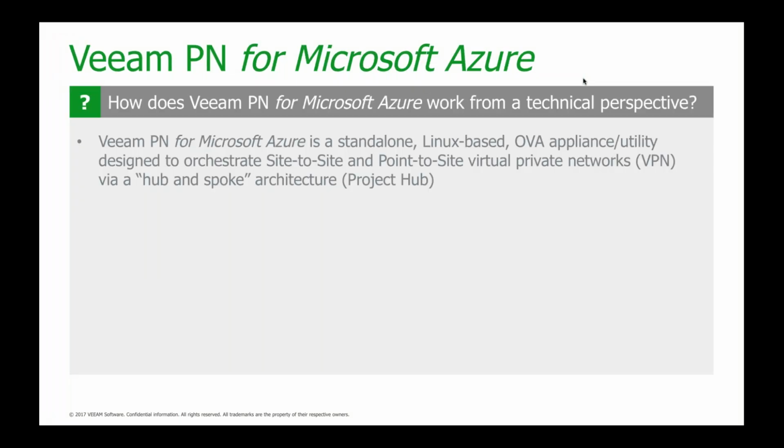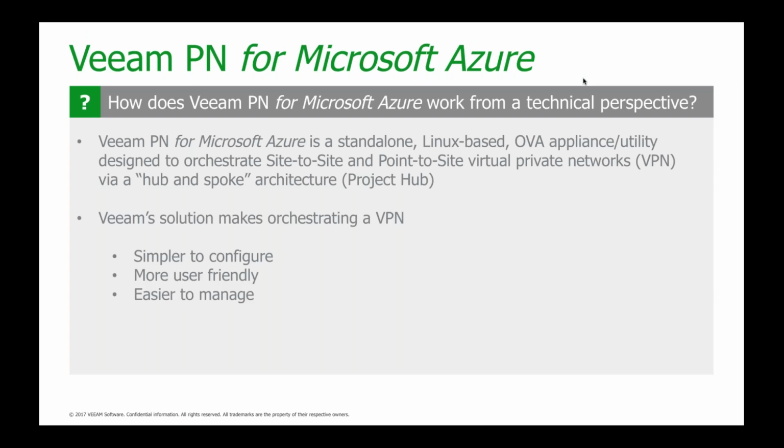In terms of the components, Veeam PN has a couple. At its heart, it's a standalone Linux-based OVA, a little appliance. It sits at about 1.5 gigs in size, and it's designed to, again, orchestrate the site-to-site and point-to-site virtual private networks. And it works in a hub and spoke architecture. I'll explain a little bit later on what I mean by the hub and spoke.